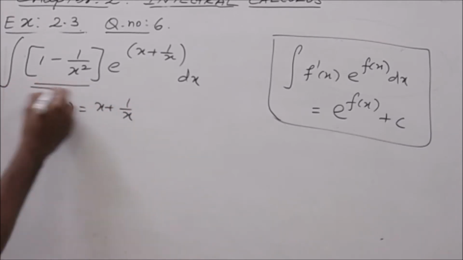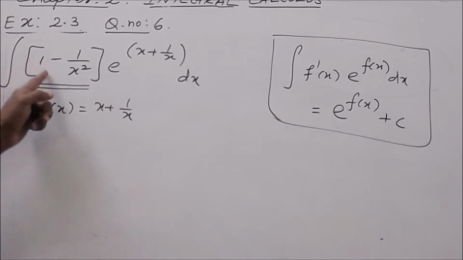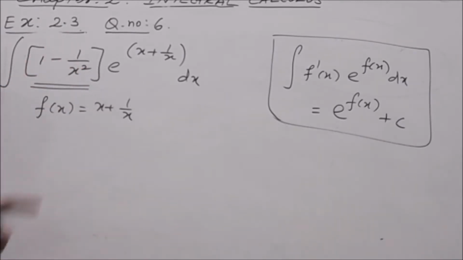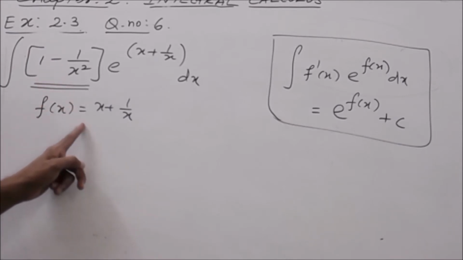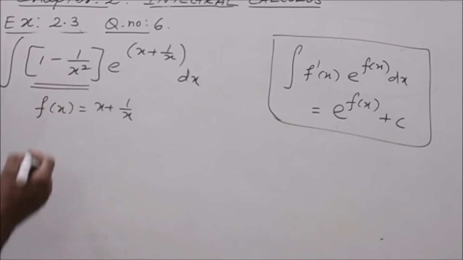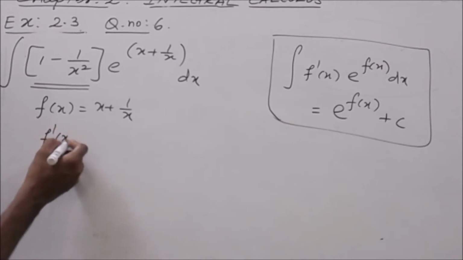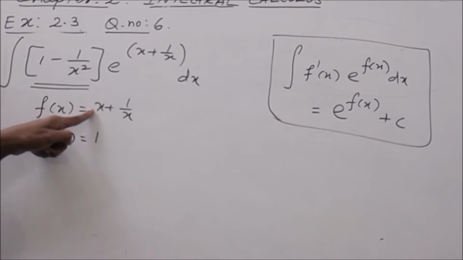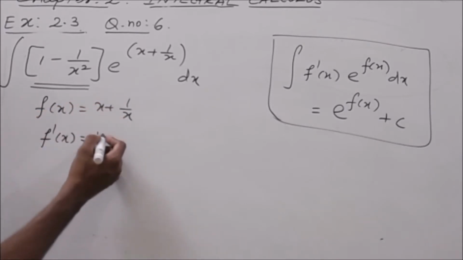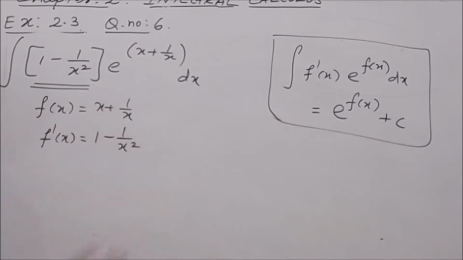And look at the term here, 1 minus 1 by x square. This is nothing but the derivative of this f of x. What is the derivative of f of x? F dash of x is equal to the derivative of x, which is 1, and the derivative of 1 by x, which is minus 1 by x square, with respect to x.